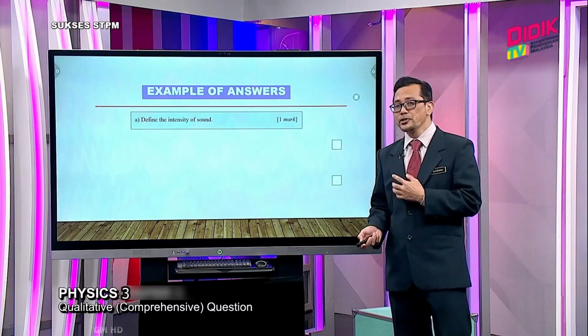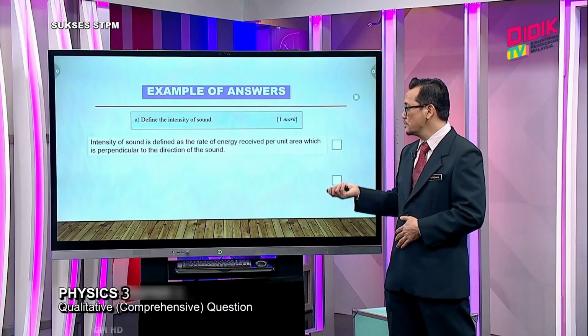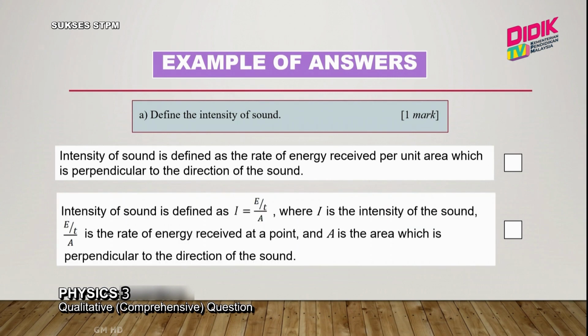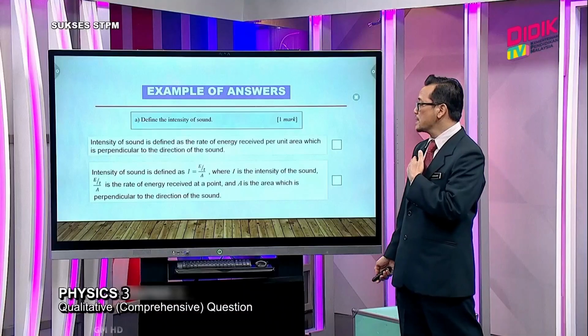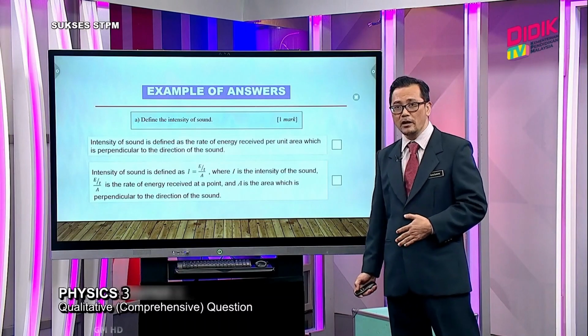Now, I will show you examples of answers for question A. For example, candidates may answer in this way: intensity of sound is defined as the rate of energy received per unit area which is perpendicular to the direction of the sound. Or some candidates may write their answer in this way: intensity of sound is defined as I equals E per T per A, where I is the intensity of the sound, E per T is the rate of energy received at the point, and A is the area which is perpendicular to the direction of the sound. The second answer is written based on the equation of the intensity of sound.